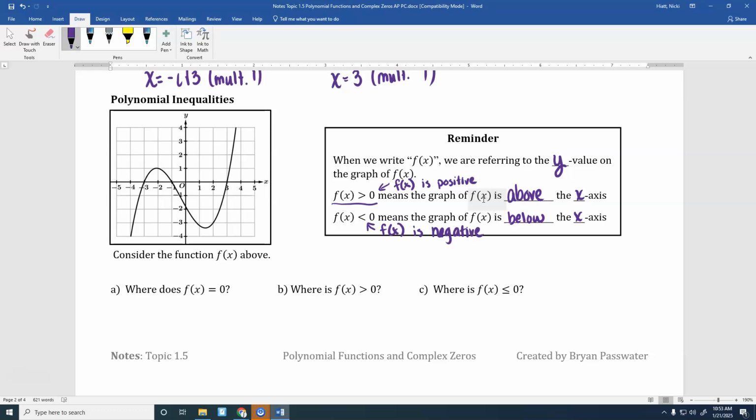Okay, so some questions that they may ask you, it might say something like, where does f of x equal 0? So f of x equals 0 where your y equals 0. That's this whole x-axis, right? Everywhere you touch the x-axis. So they might ask this way. When they say, where does f of x equal 0, they're really asking for the x-intercepts, right? It's a different way that they might ask for the x-intercepts.